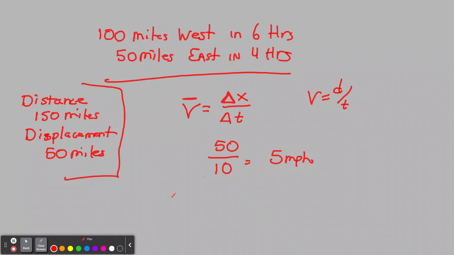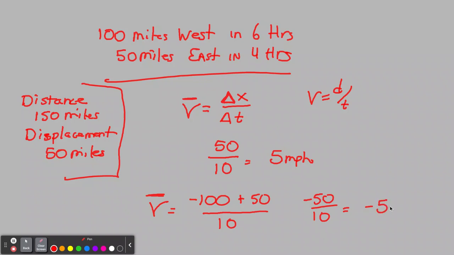But there's something missing. What do you think it is? When you're doing the average velocity, we'll put the average velocity up here, and all you have to do is put that line, not arrow. So what we're doing is negative 100. That's where he went to. Went to the left first. Plus 50. And then we divide it by 10. So we're saying negative 50 over 10, which gives us negative 5 miles per hour.